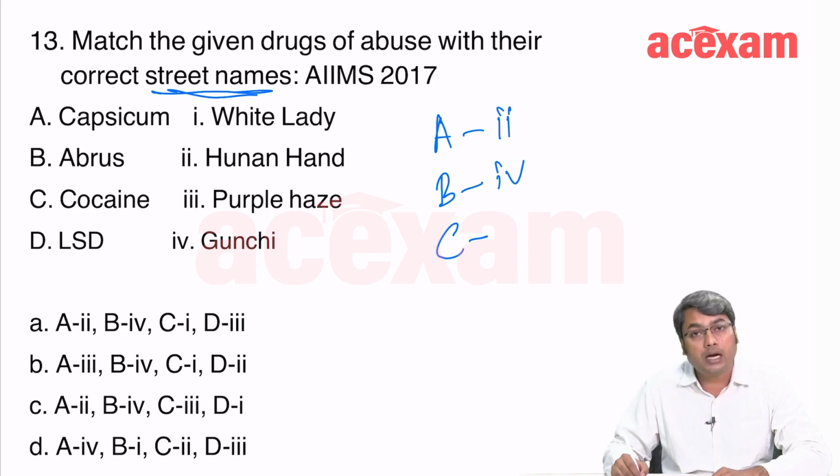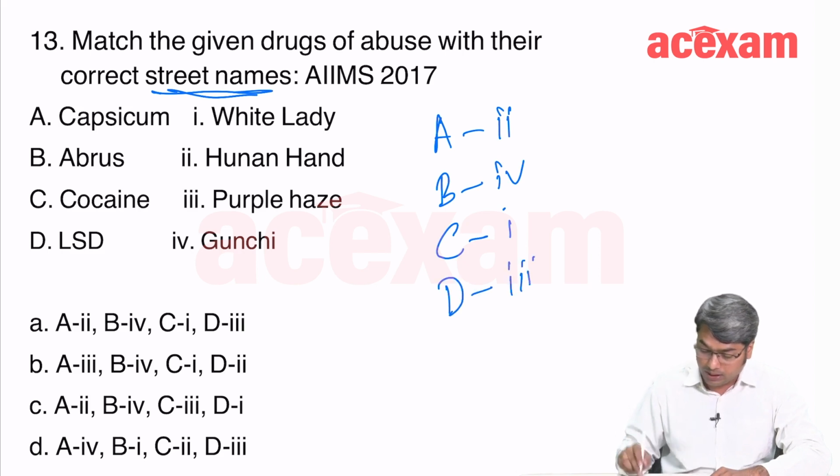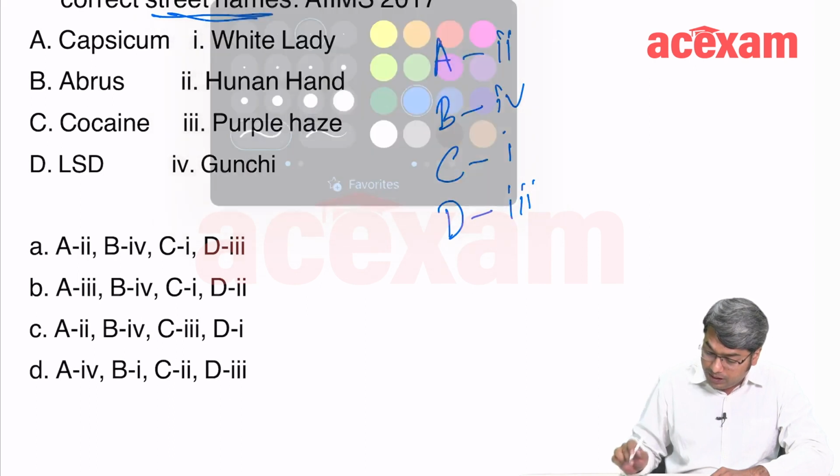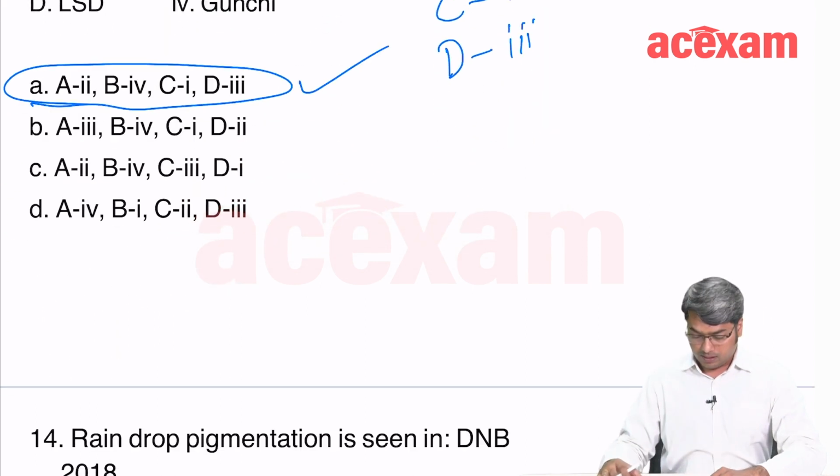Cocaine is known as Charlie or White Lady or Coke. So, C1. And LSD is also known as purple haze. So, the correct order is A2, B4, C1 and D3. This is the correct order of answers.